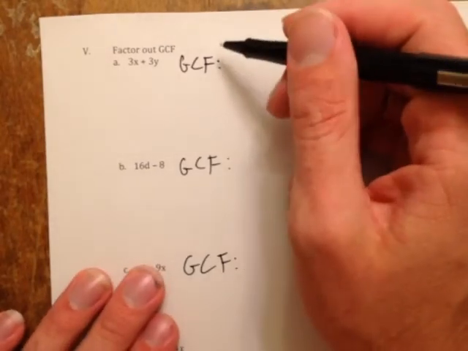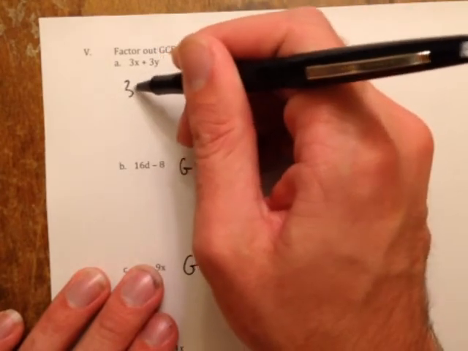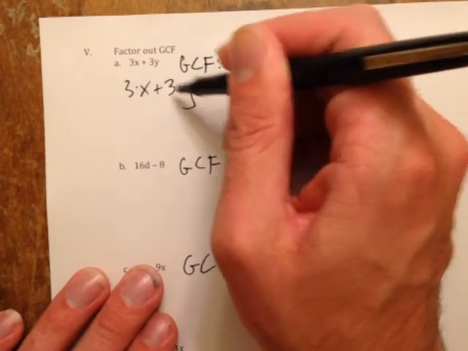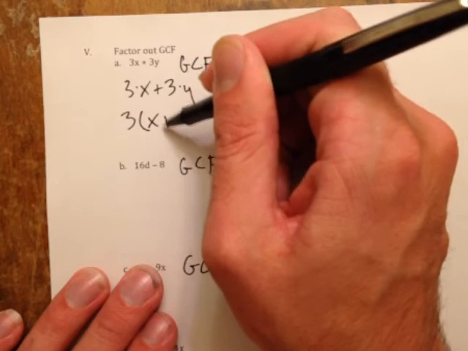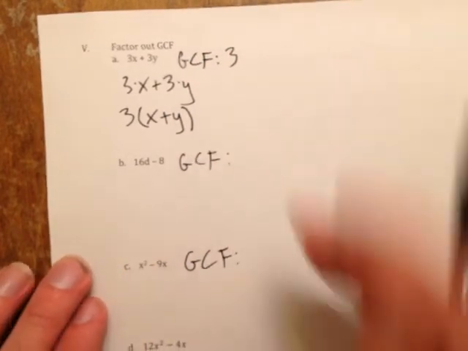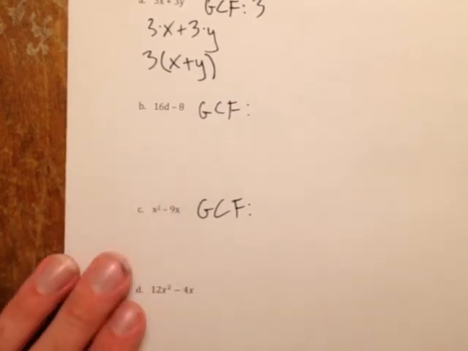Okay, so my GCF up here in this first one is 3. Luckily, this one's already kind of written nicely for me as 3 times x plus 3 times y. Then you just take your distributive property in reverse. I get 3 times the quantity x plus y.